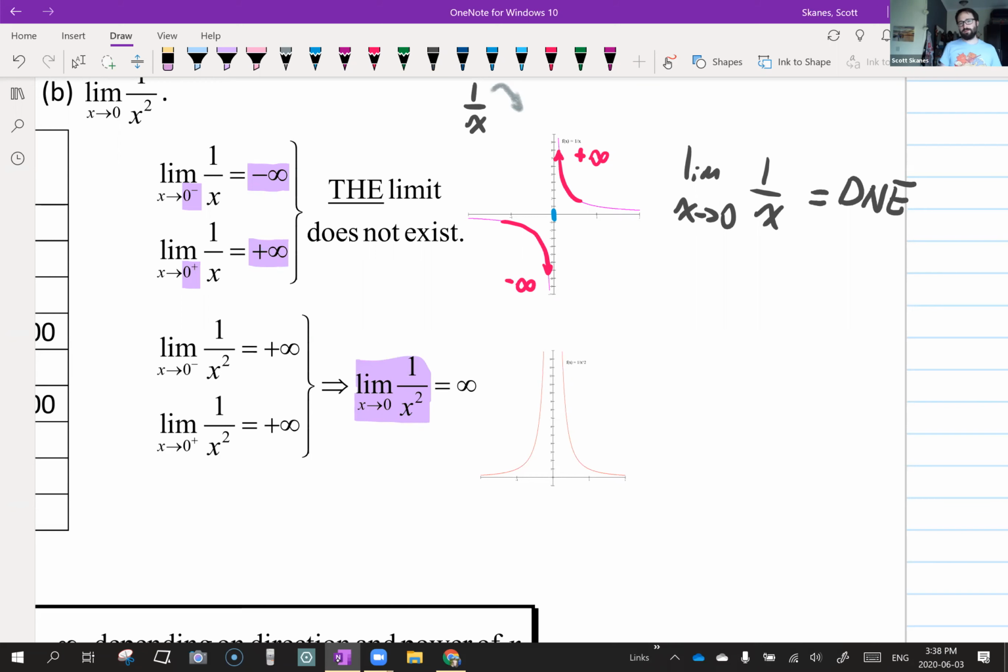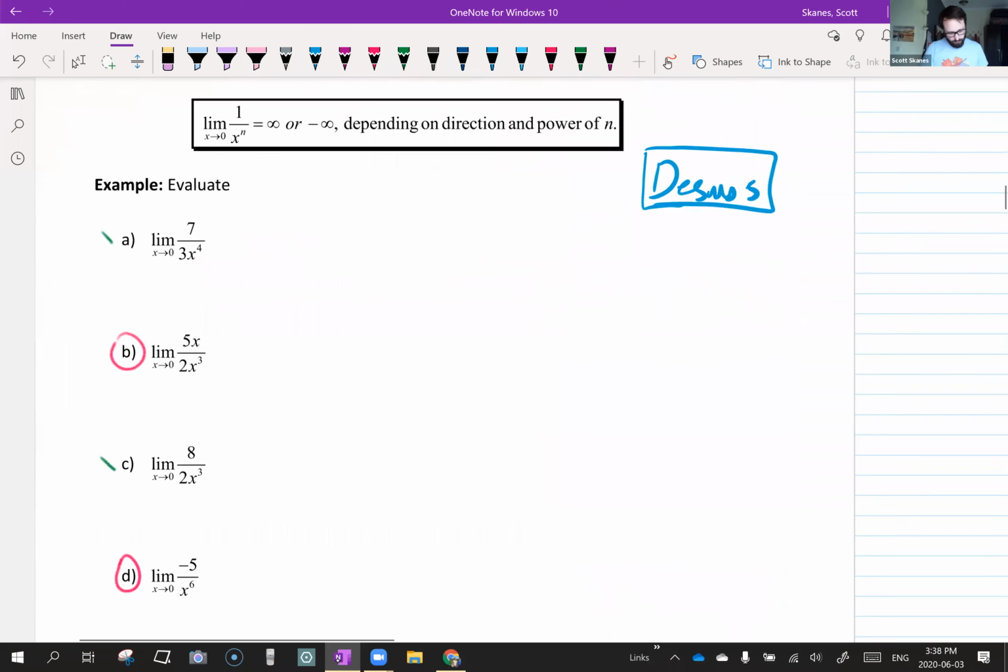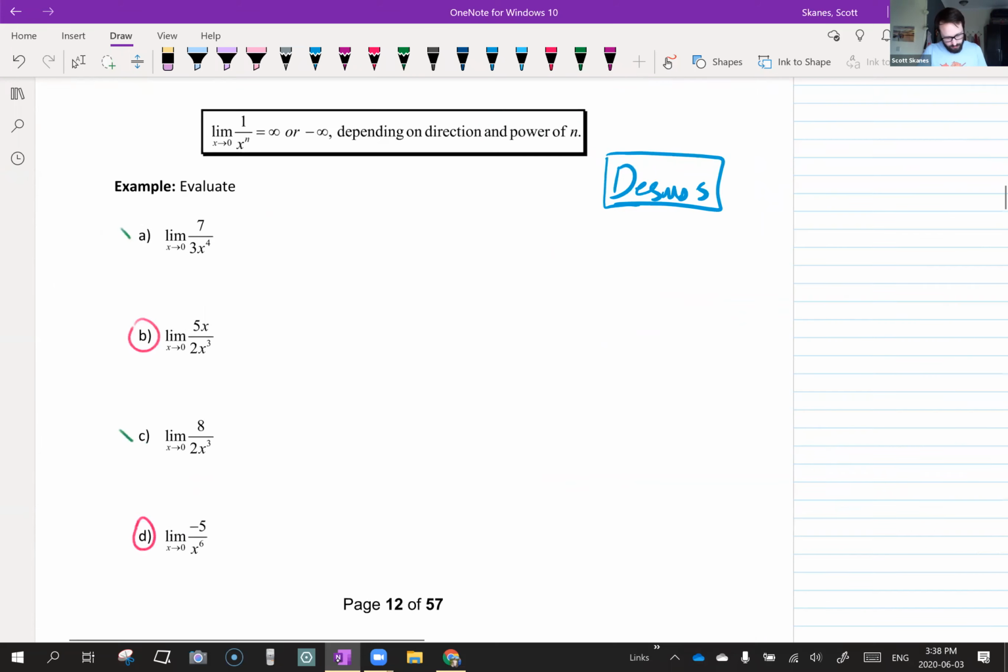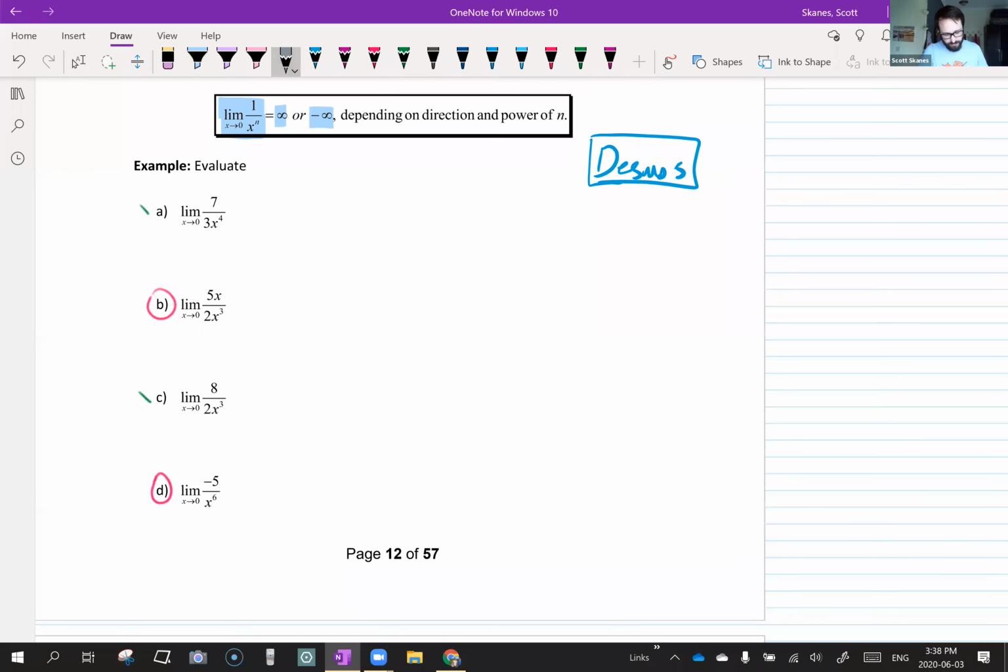The reason I just brought up Desmos was that when we have functions that are going towards 0, we can actually use Desmos to figure it out if you want. There's nothing wrong with that. So let me show you some examples. It says the limit as x approaches 0 of 1 over x to the power of any number is infinity or negative infinity depending on the power of n. Let me just very quickly show you some examples.